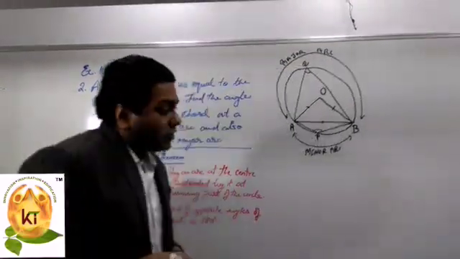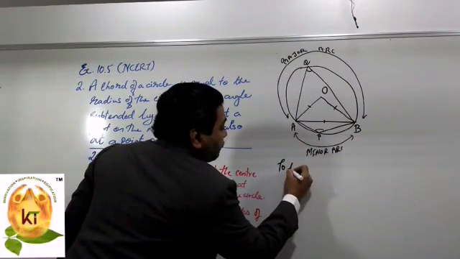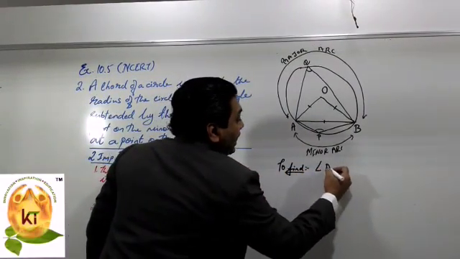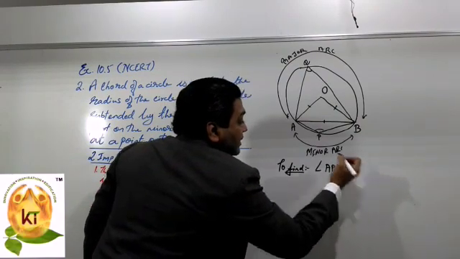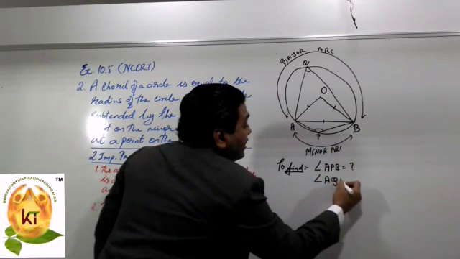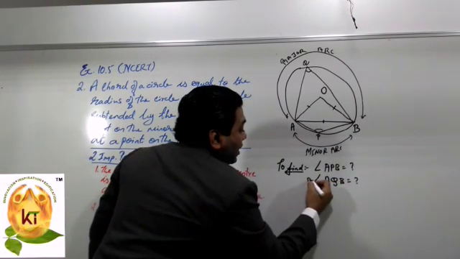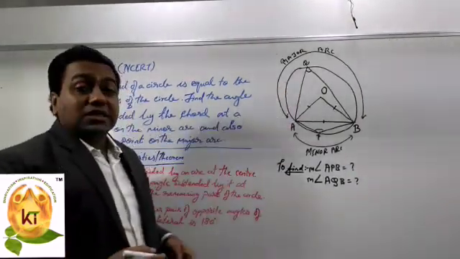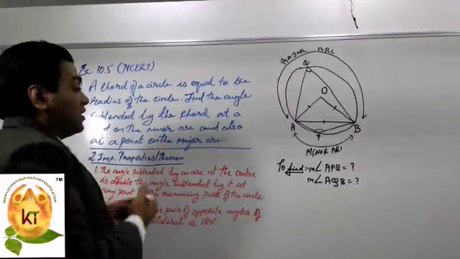So what can I write over here? What do I need to find? I have to find how much angle APB is, and I also need to find how much angle AQB is. So I need to find the measure of each of these angles in this particular diagram, in this particular sum.